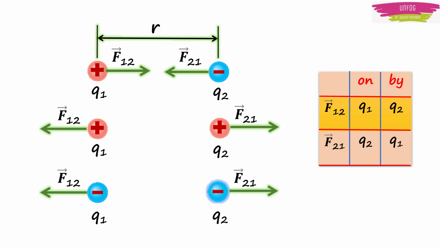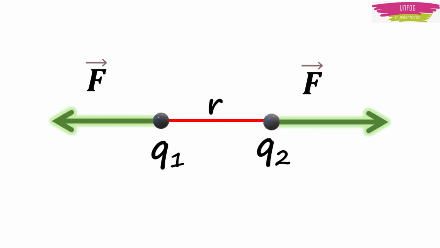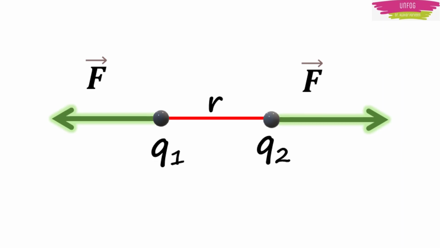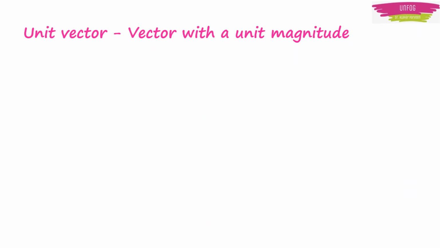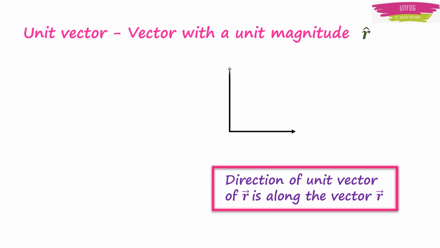And remember, we discussed in the last lecture that the Coulomb force is directed along the line joining the charges. So we need to specify the direction of the force along the line joining both these charges. For this, we need a unit vector. Unit vector is a vector with unit magnitude. That is, its value is 1. A unit vector is denoted by a cap over it. The unit vector of vector r is r cap and its direction is along vector r.